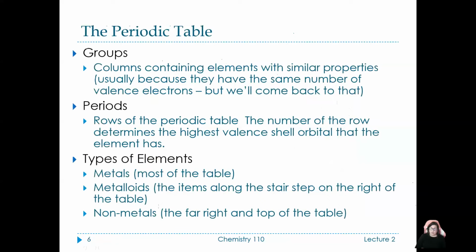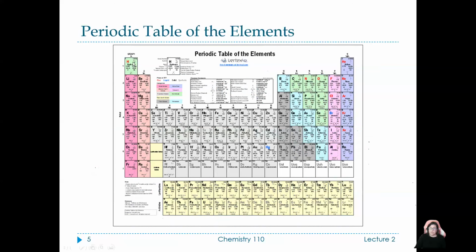So when we talk about the periodic table, groups, columns containing elements with similar properties are called groups, okay? That's usually because they have the same number of valence electrons, but we'll talk about that in a minute. So this is a group.